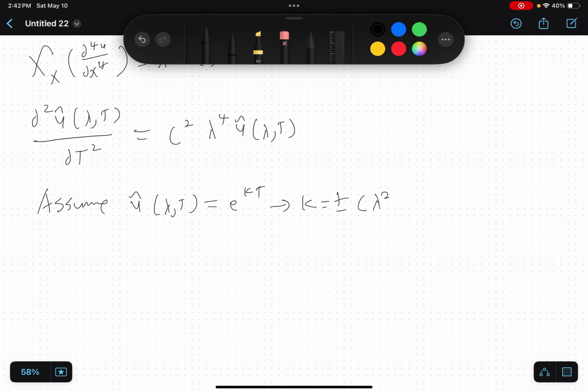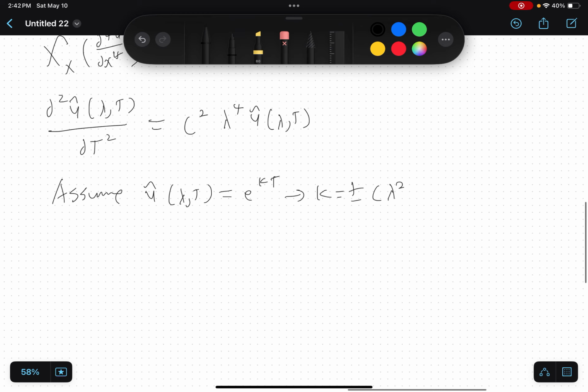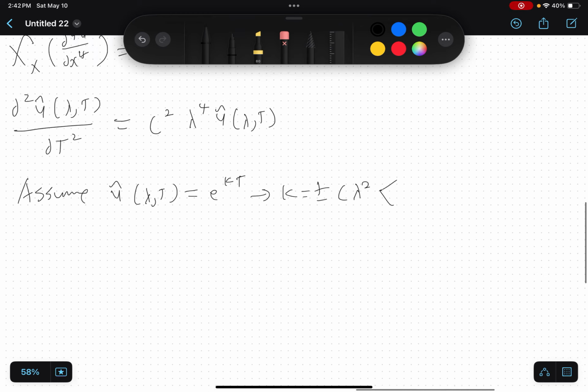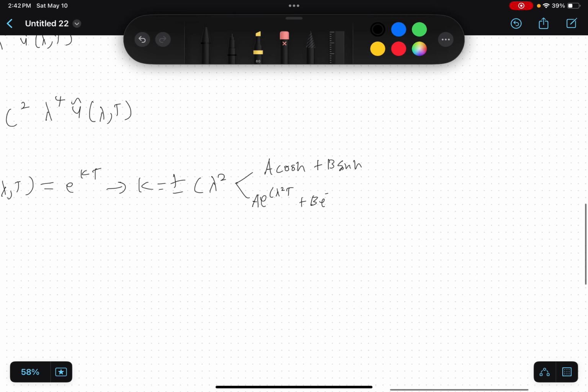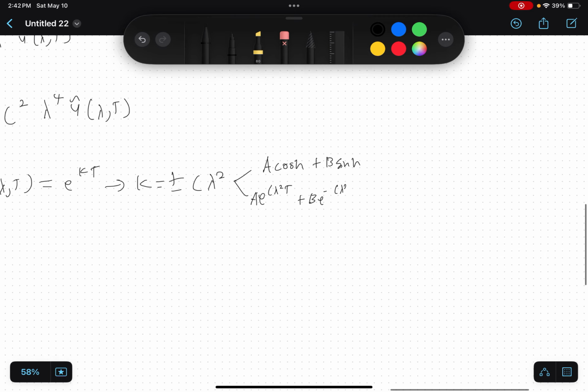In this case, what did I do? Yeah, I did it the not nice way. I mentioned before, you can write this either as a cosine hyperbolic plus b sine hyperbolic, or just a e to the c lambda squared t plus b e to the negative c lambda squared t. You can write it either one of those two ways.